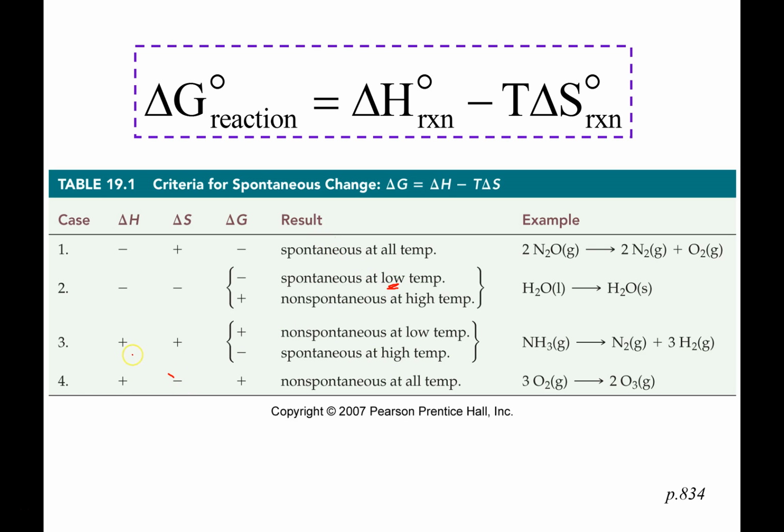Third scenario, this guy's going against you. This guy was going against you here. And so if it is spontaneous, we say it is entropy driven. And here, these guys both disfavor spontaneity. So that's kind of how that works.